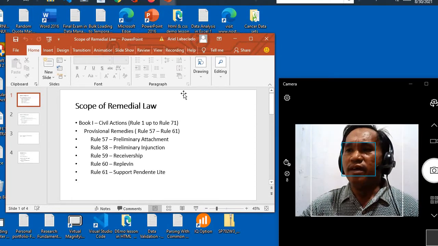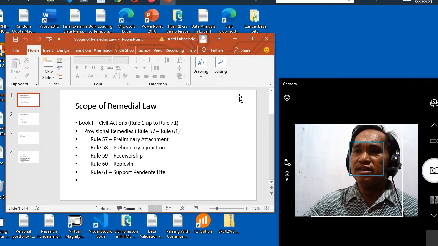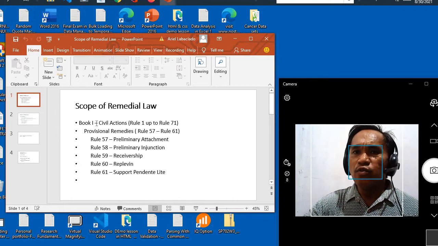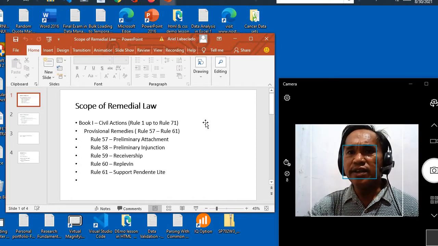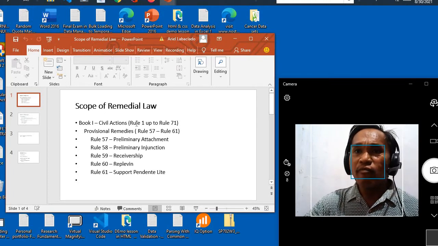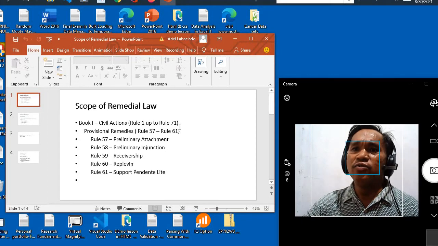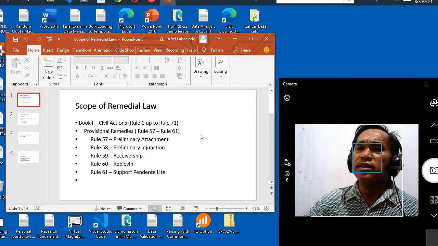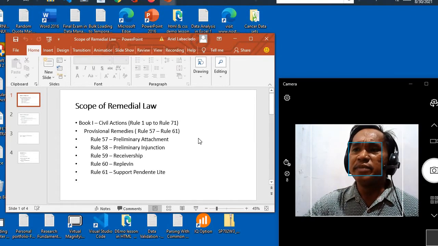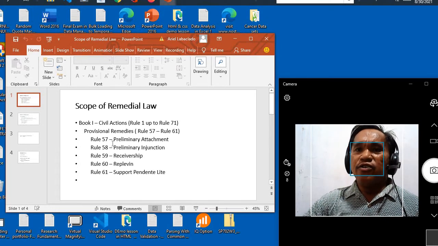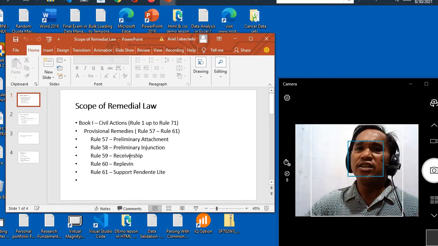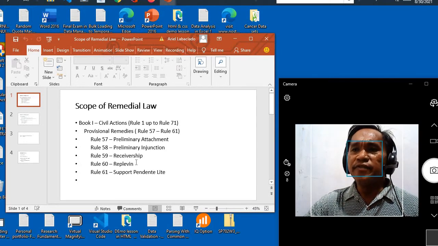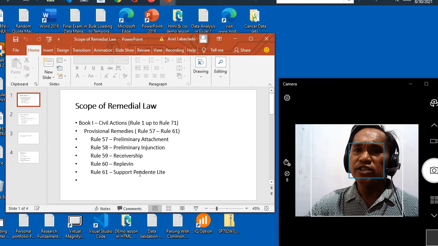Let us take a look at the scope of remedial law. The scope of remedial law or the rules of court, Book 1, pertains to civil actions, that is Rule 1 up to Rule 71. Within that Rule 1 to Rule 71, we have Rule 57 to Rule 61, and these are the provisional remedies. Rule 57, preliminary attachment. Rule 58, preliminary injunction. Rule 59, receivership. Rule 60, replevin. And Rule 61, support pendente lite.